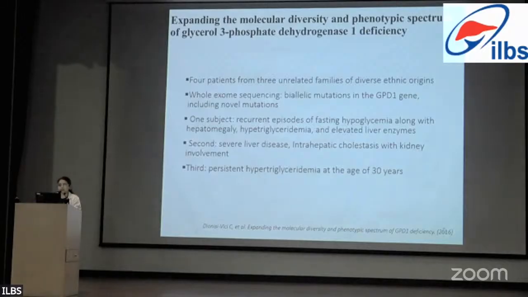This case series from 2016 showed a varied presentation of the similar deficiency, with one subject having recurrent episodes of fasting hypoglycemia, hepatomegaly, hypertriglyceridemia, similar to our patient, with the second having severe liver disease, also having cholestasis with kidney involvement, which is rarely described previously, and the third patient having persistent hypertriglyceridemia even up to the age of 30 years.